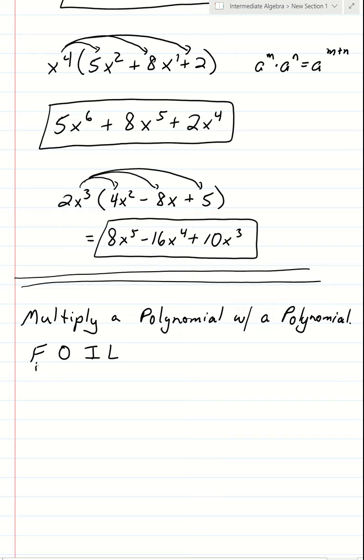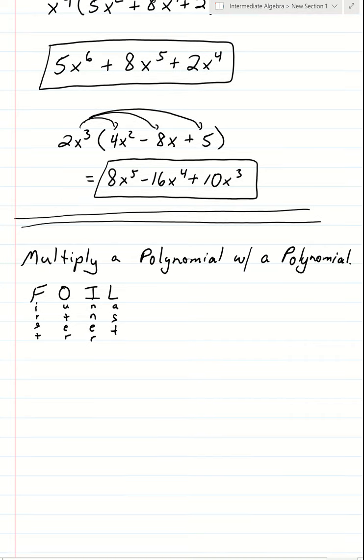Now, when we use that word FOIL, it's because we're talking about the first, the outer, the inner, and the last terms. Okay? That's what that word FOIL is used for. It's just an abbreviation that we use to help students remember the order in which you are performing. Basically, once again, it's just the distribution property.